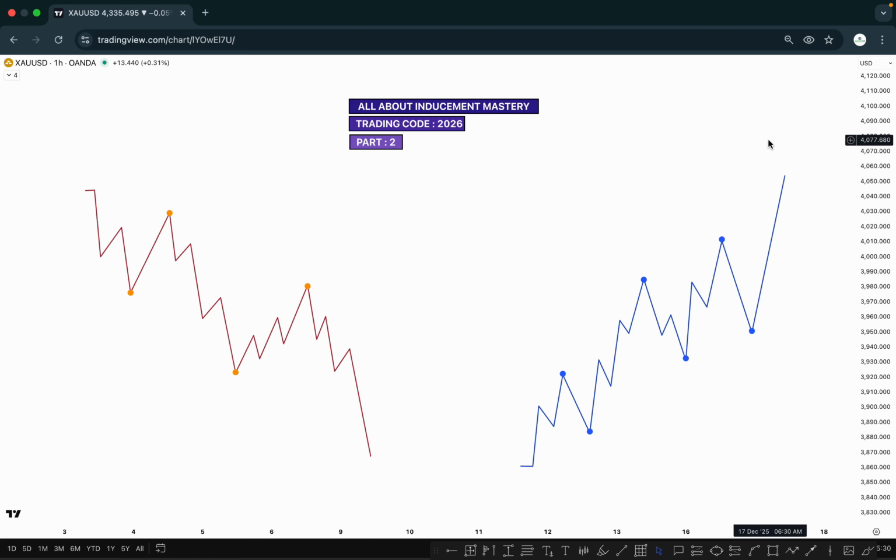Because smart money concept and candle range theory all depend on inducement. Without inducement, you can't enter the market. You can't set your stop loss, take profit, everything. That's why this part is very important for you.